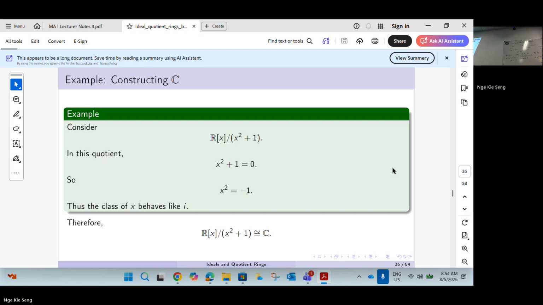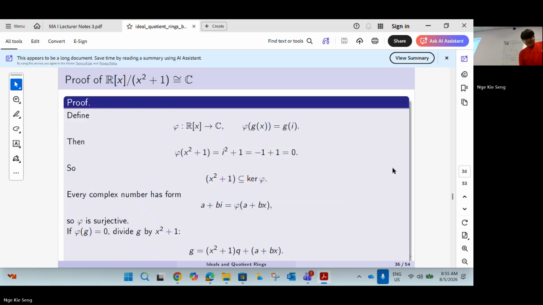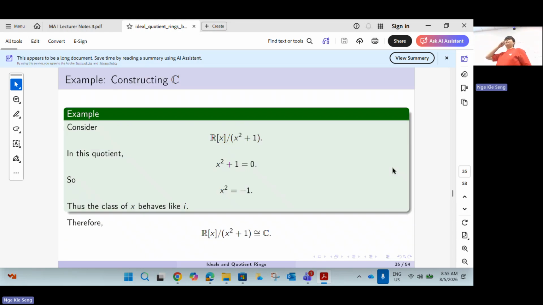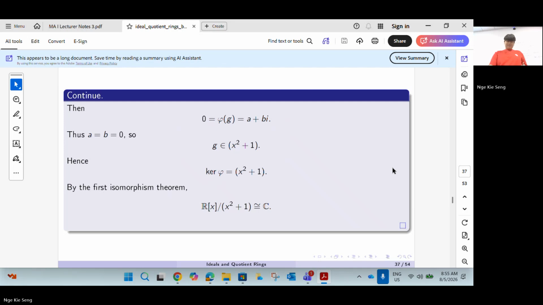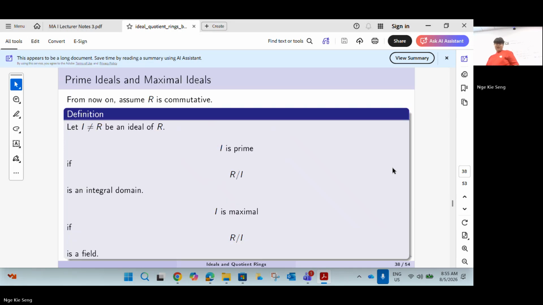The idea is like this. The proof for the example.